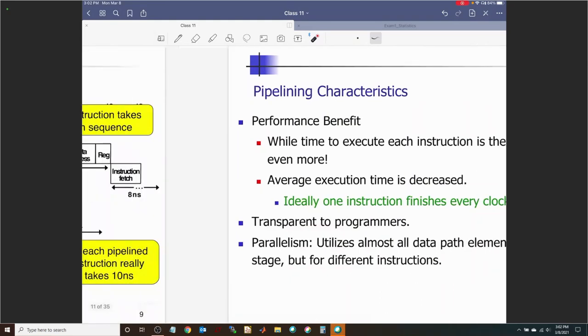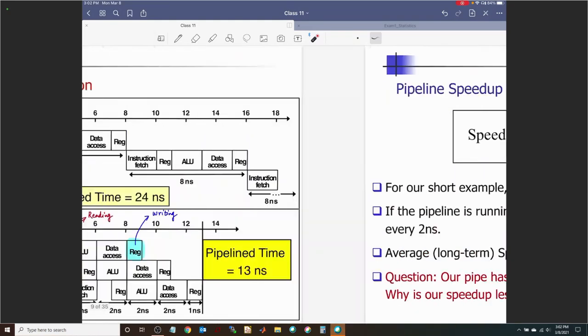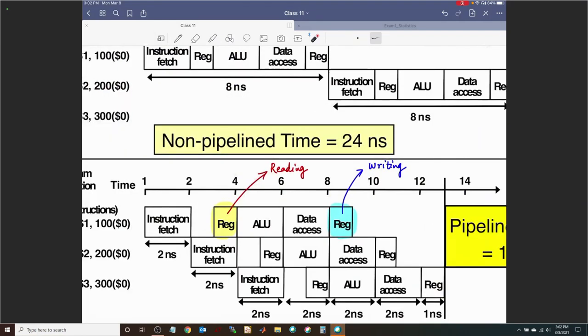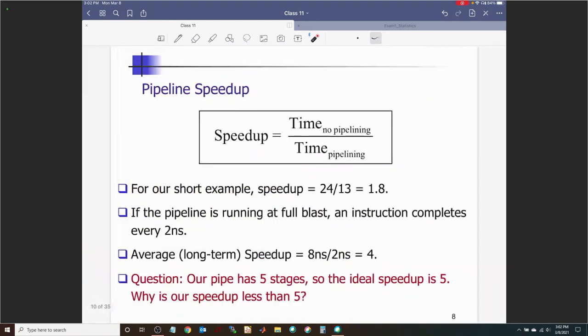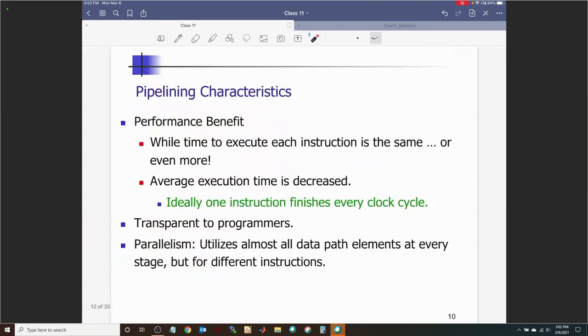So if you look at this, the instruction fetch stage was using some hardware for instruction 1. Then as soon as it got done, the second instruction was using that hardware. The third instruction was using that hardware. So nobody is idle. Everybody is working almost all the time. All right, we talked about this.